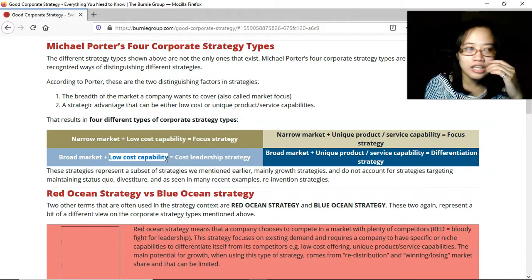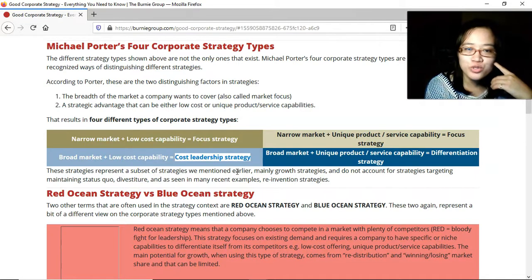Yun yung nagiging competition between the fast food restaurant chains. Yung kaya ba nilang pababain yung kanilang prices. So, in a way, that's cost leadership strategy.